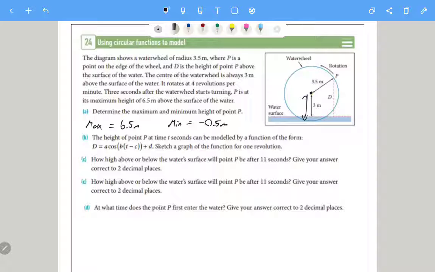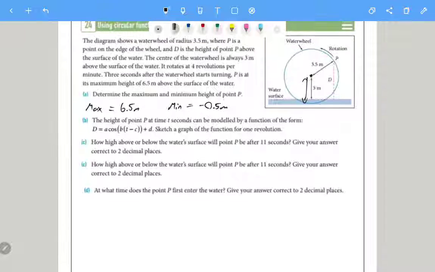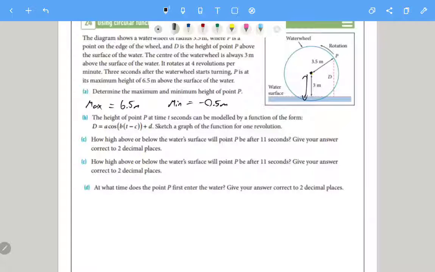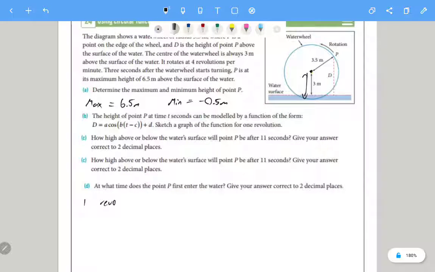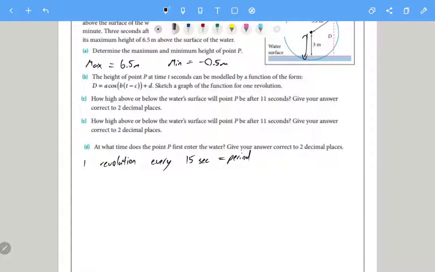Alrighty. So the height of the point P at time t seconds can be modeled by a function of the form d equals a cos b bracket t minus c bracket plus d. That's a generic formula. Sketch a graph of the function for 1 revolution. So it says that it rotates at 4 revolutions per minute, right? That means 1 revolution is going to be 1/4 of a minute, every 15 seconds, which is our period, because the period is how long it takes for the thing to repeat.